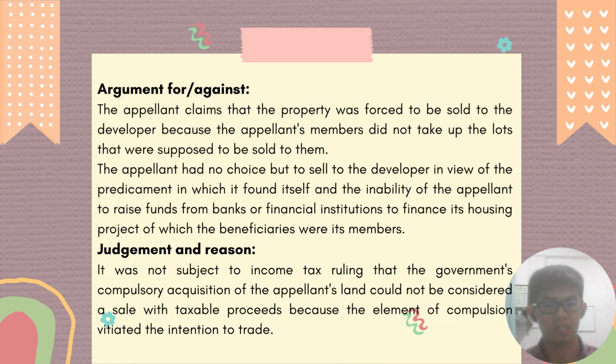Argument for or against. The appellant claims that the property was forced to be sold to the developer because the appellant's members did not take out the loans that were supposed to be sold to them. The appellant had no choice but to sell to the developer in view of the predicament in which it found itself and its inability to raise funds from banks or financial institutions to finance its housing project, of which the beneficiary was its members.